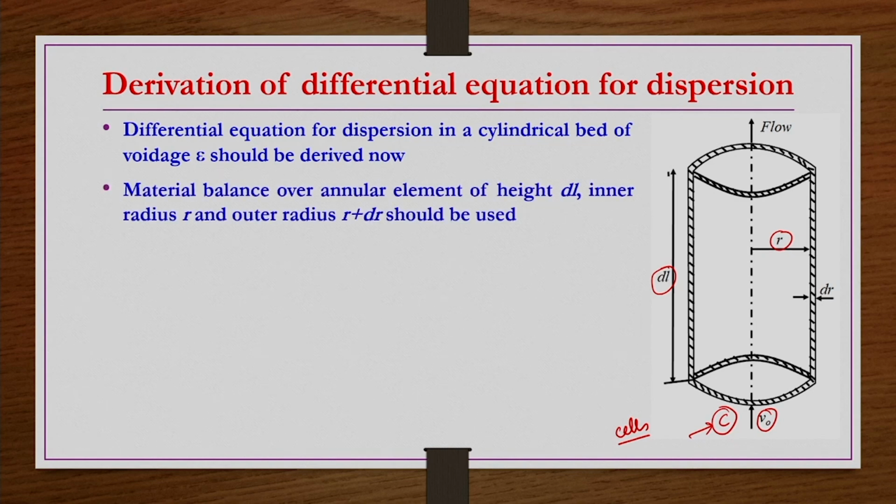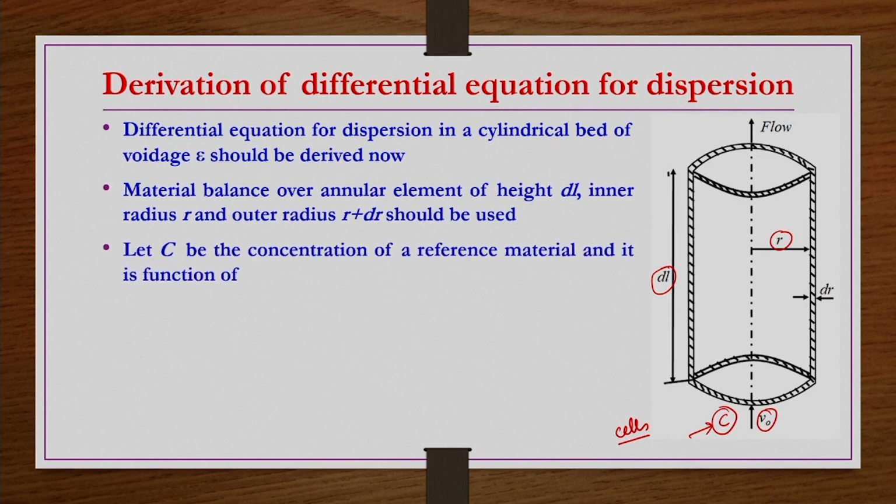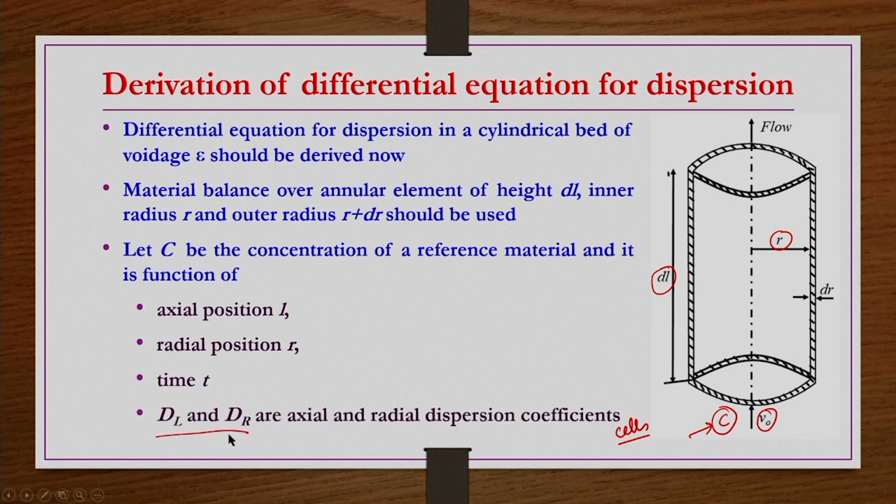So, a material balance over an annular element of height dl, inner radius r and outer radius r plus dr should be used now. Let C be the concentration of the reference material, and it is obviously a function of space, time, the dispersion coefficients, as well as the voidage. So, it is a function of axial position L and radial position r, that is what we mean by function of space, and then it is a function of time as well. In addition to that, it is also a function of the dispersion coefficients dl and dr.